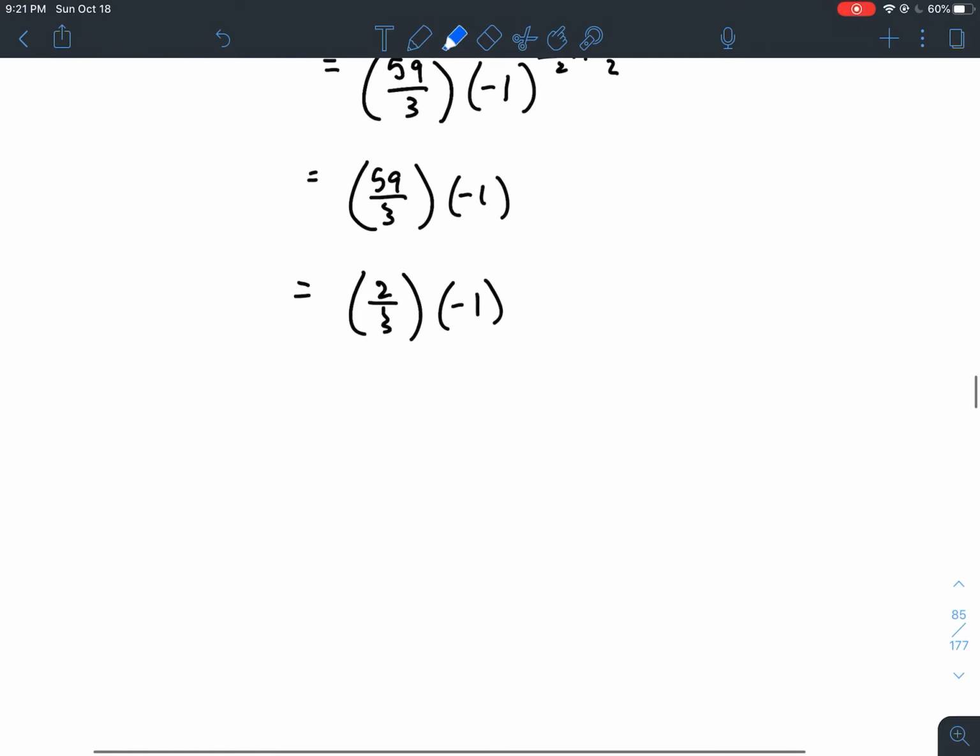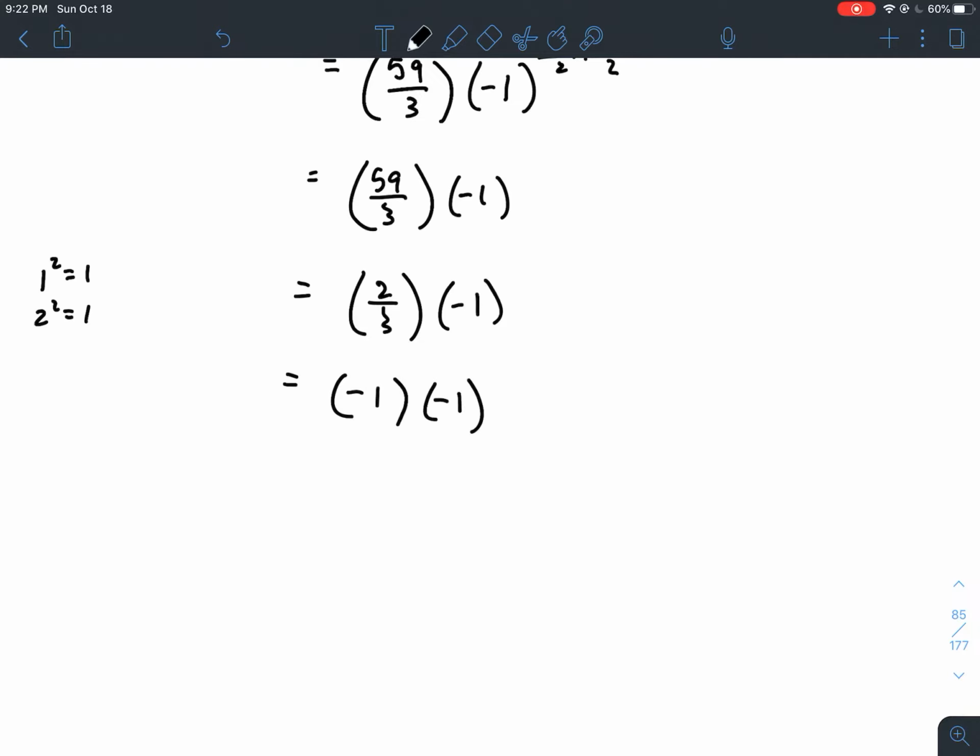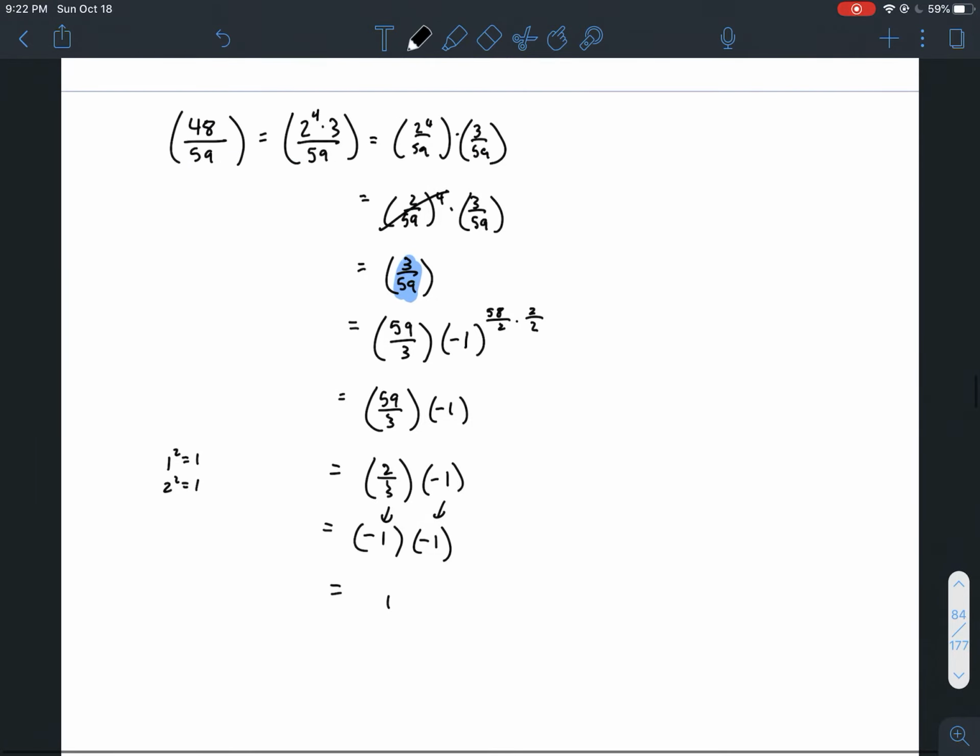And now we're asking ourselves, this is much easier to figure out in my head. Is 2 a perfect square mod 3? Does 2 ever occur as a perfect square mod 3? The only way we have to really do these is, let's think about what are the squares mod 3. 1 squared is 1. 2 squared is 4, which is the same thing as 1. So the answer is no. 2 is not a perfect square mod 3. That means this symbol here is minus 1. So I get minus 1 times another minus 1, which is positive 1. Therefore, what we can conclude is that the Legendre symbol of 48 mod 59 is 1. So yes, 48 is a perfect square mod 59.